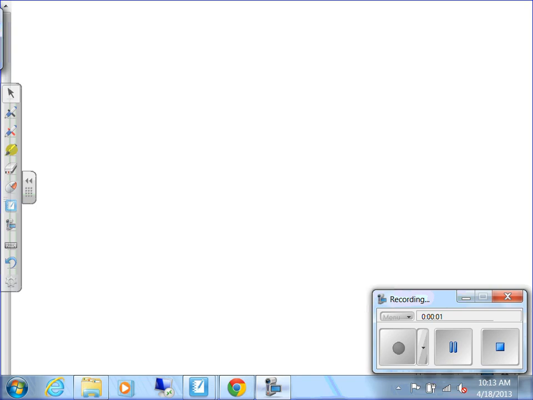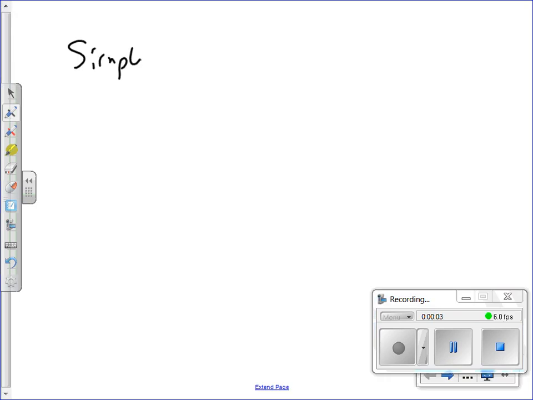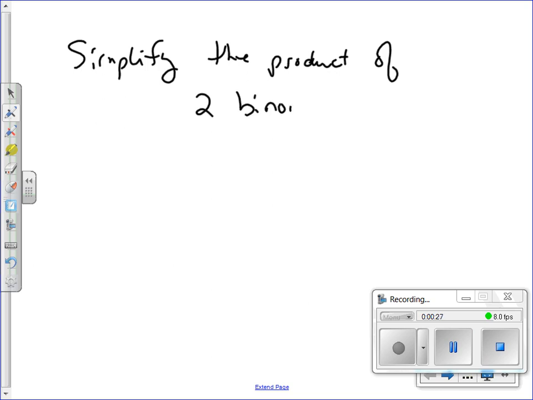So what we're going to do is simplify. Pretty much everything we're doing in this unit is simplifying. And what we are doing specifically is the product. What does product mean? Don't say the answer. What does product mean? Multiplication. The product of two binomials.